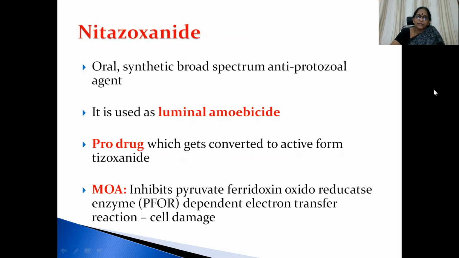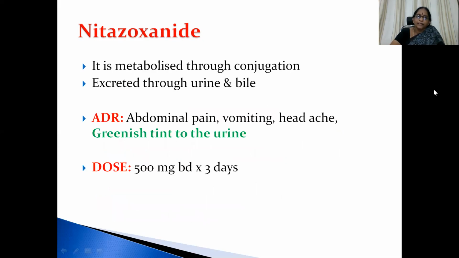Then it is nitazoxanide. It is an oral synthetic broad spectrum anti-protozoal agent, which also acts as a luminal amoebicide. And it's a prodrug which gets converted into the active form in the body, that is tizoxanide. The main mechanism of action is what we have discussed in the case of metronidazole, the same kind: it inhibits the pyruvate ferredoxin oxidoreductase enzyme, that is PFOR, dependent electron transfer reaction, and then cell damage. It is metabolized through conjugation, excreted through urine and bile. And nitazoxanide produces a greenish tint to the urine, which is something specific.